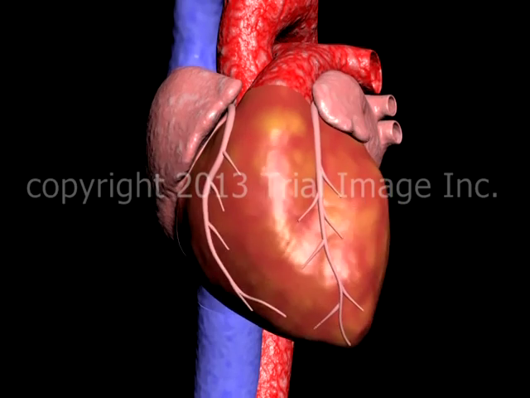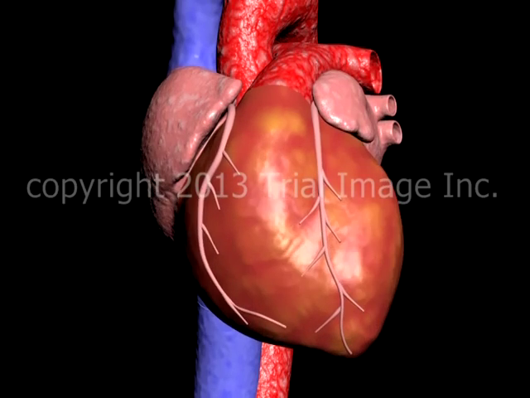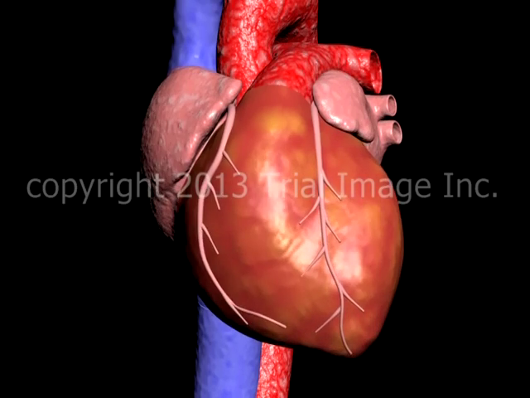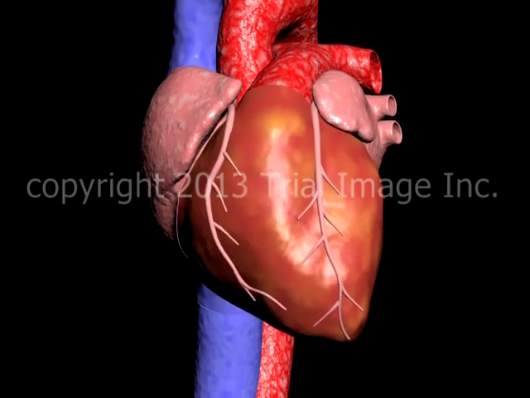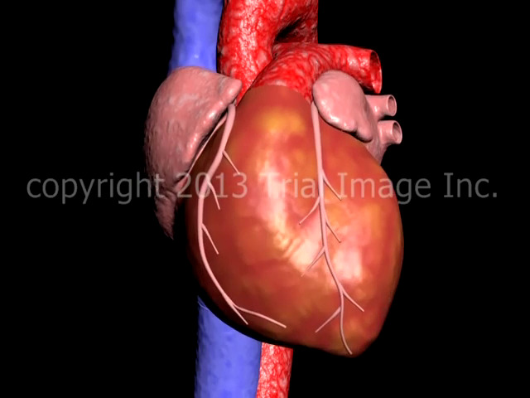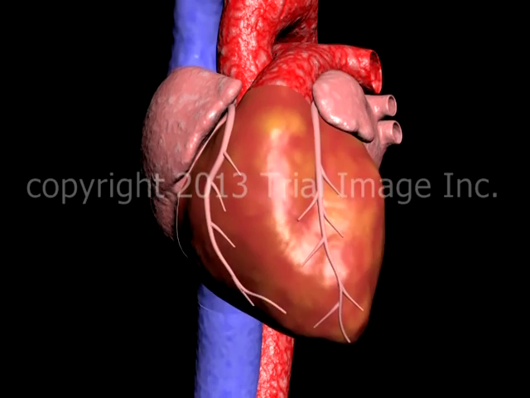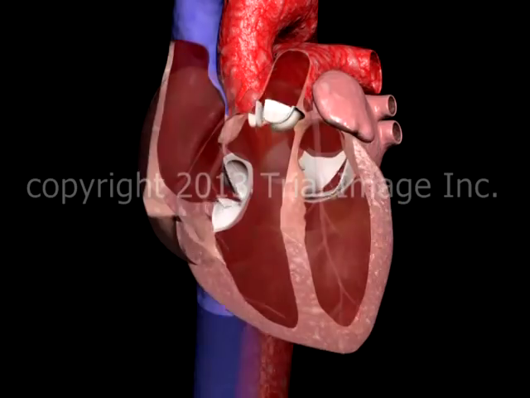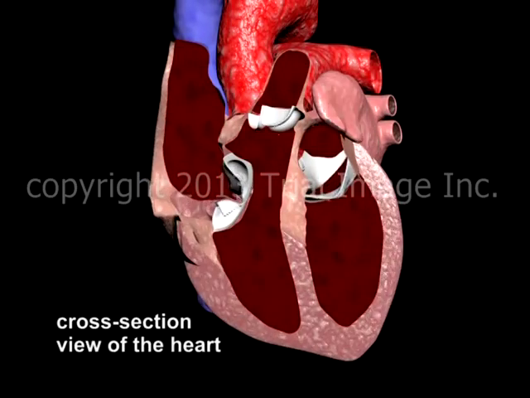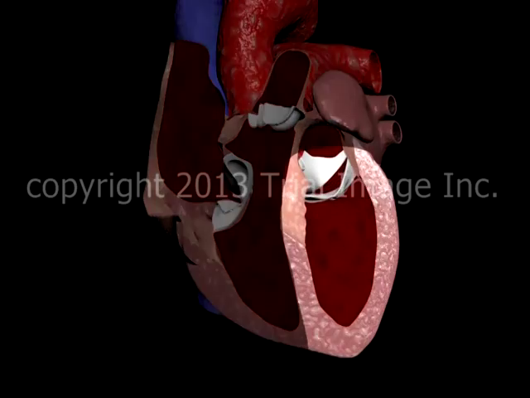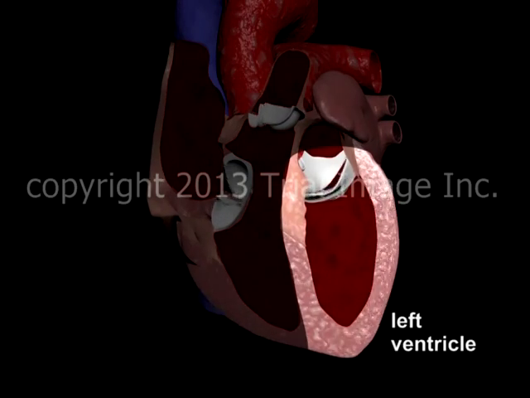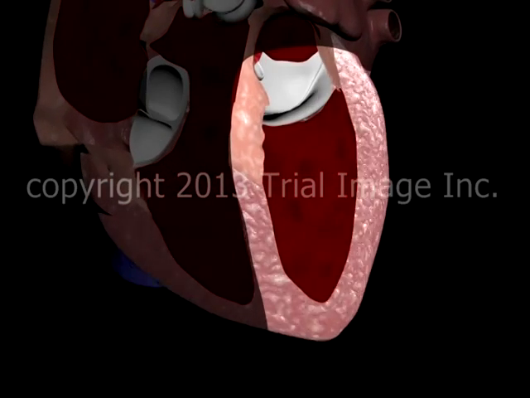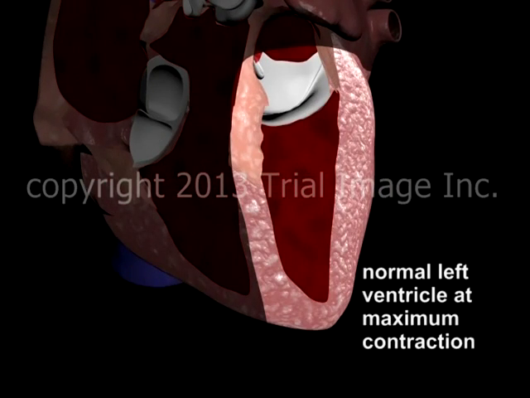Two common conditions that can result in formation of clot in the left ventricle and then embolization of clot to the brain are congestive heart failure and myocardial infarction, also known as heart attack. The physiological mechanism which gives rise to clot formation in both conditions is similar. Let's take a look at our heart model to better understand how this occurs. Taking a look at the heart in cross-section, we can isolate the left ventricle. And then freeze it at its point of maximum contraction.